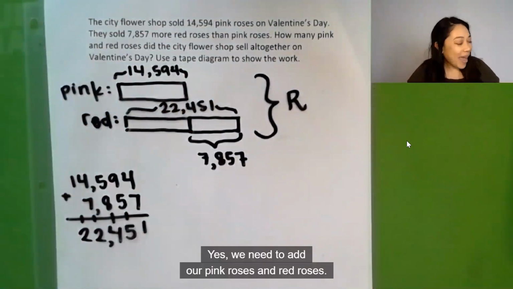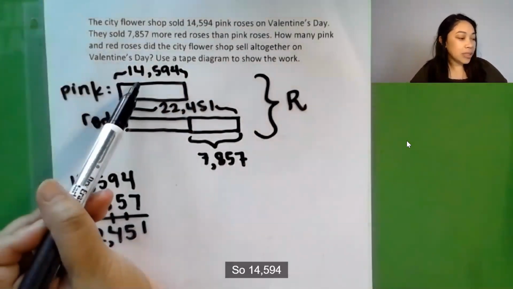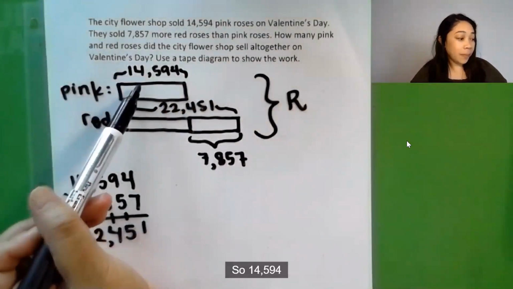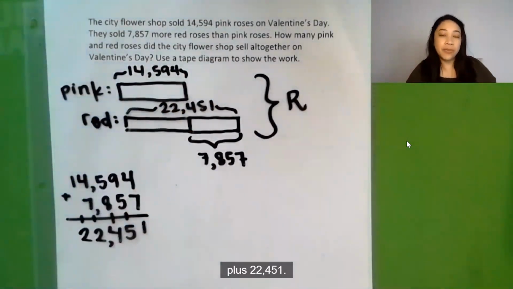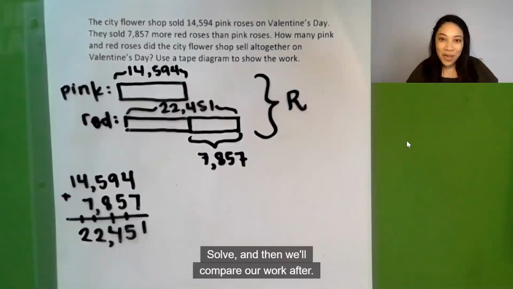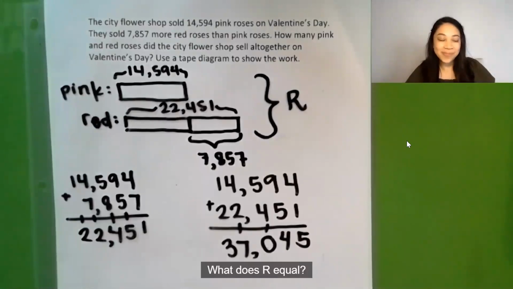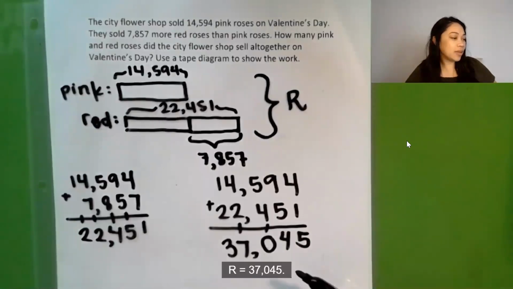Yes, we need to add our pink roses and red roses. So 14,594 plus 22,451. Again, pause the video here, solve, and then we'll compare our work after. What does R equal? R equals 37,045.